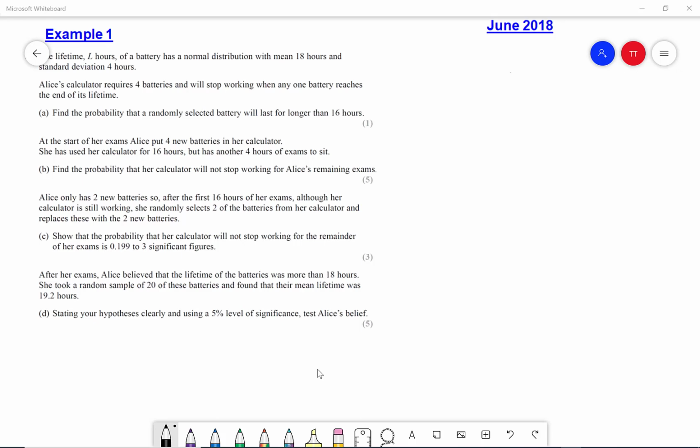Part A, find the probability that a randomly selected battery will last for longer than 16 hours. So in a question like this, we first write down our normal model. So we say L follows the normal distribution with a mean of 18 and a standard deviation of 4, which implies that the variance is 4 squared. Then we write down that we want the probability that L, which is the lifetime of the battery, is going to be greater than 16 hours.